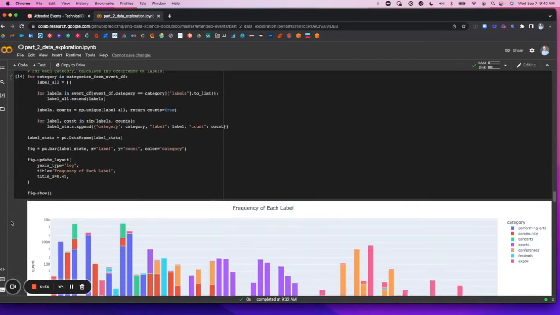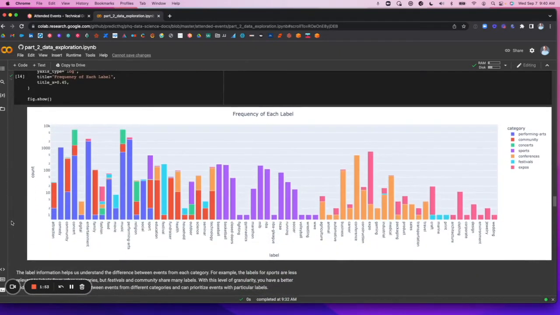The next piece we will look at is the frequency of label occurrence across these categories. So the labels are on the x-axis, the count is on the y-axis, and the different colors represent the categories. So you can see in the case of sports, there are many labels that are just going to be representative of the sports category, whereas other labels can cross over multiple categories at a time.